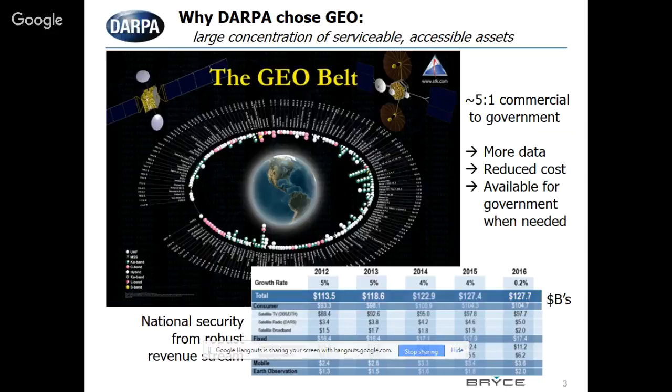And so now I get to explaining why DARPA chose to partner with industry to do this, because there's 50 or 60 government satellites in this orbit, but over 300. So we said, well, if this satellite that we're spending a lot of money on to build can service those commercial satellites as well as the government ones, we'll get more opportunities to get data. We'll see it operate five times as often as if it was only servicing the government ones.